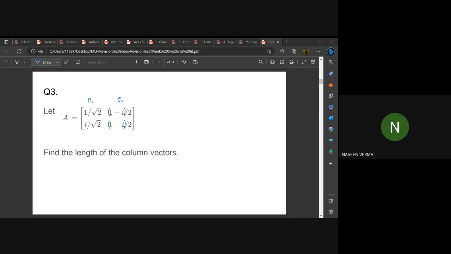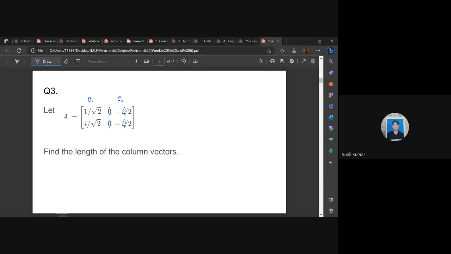I suppose it would be easy to do. That is x conjugate transpose into x. Yes, that is how you have to do, no? Can we go to the next question? Ma'am, we have to find the length for both the columns separately? Okay.